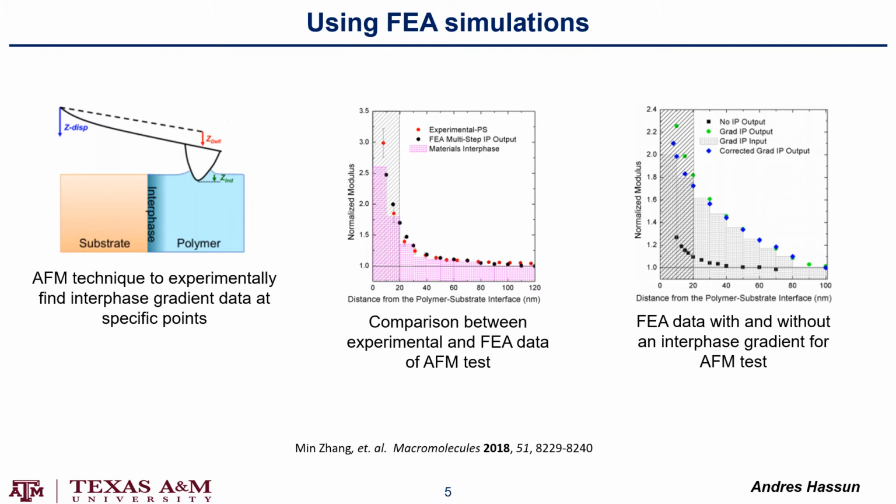We'll be using FEA analysis in our research. This has been previously used by other studies looking into the interphase region, such as when they used the AFM technique to experimentally find interphase gradient data at specific points. As you can see in the middle graph here, they compared their experimental and FEA data of the AFM test, as well as on the right, they compared their FEA data with and without an interphase gradient to deconvolute the stress concentration from the interphase properties. However, our experiment will be using tensile tests instead.